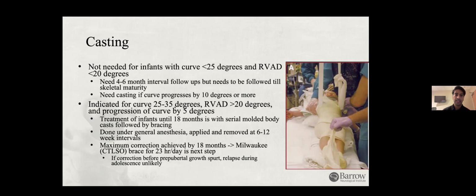The treatment is really only until 18 months of age, and then we can start putting the infants in a brace. The casts are done under general anesthesia. The unfortunate aspect of this is that it's going to require a lot of work. Every 6 to 12 weeks, as the infant grows, the cast will need to be taken off and reapplied. And once again, this is just a delaying treatment for finalized correction. And so casting is not really used in any other conditions.